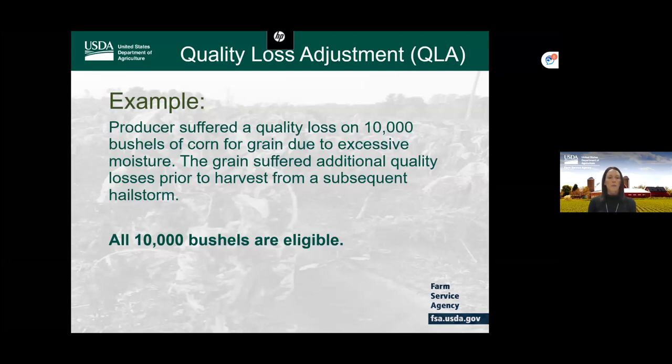So to go through an example, we have a producer who suffered a quality loss on 10,000 bushels of corn for grain due to excessive moisture. The grain suffered additional quality losses prior to harvest from a subsequent hailstorm. In this scenario, all 10,000 bushels are eligible. So even though that hailstorm is not a qualifying disaster event, because the corn did experience a qualifying disaster event of excessive moisture, and then subsequently that same acreage or same crop incurred a loss from a hailstorm, we can look at all of those quality losses together when we determine payment.